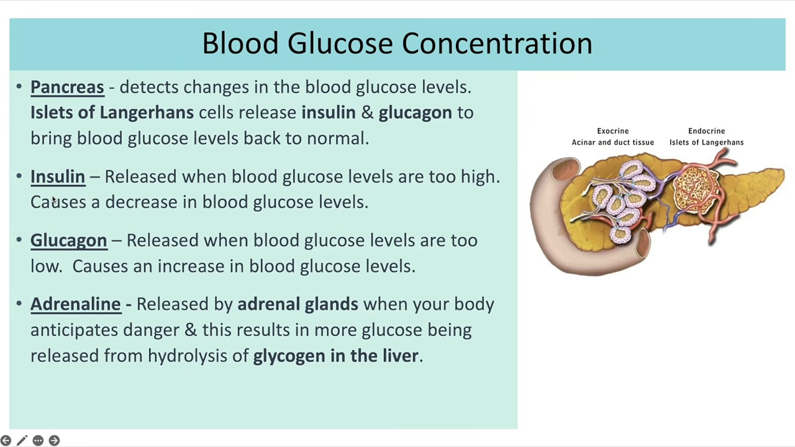Insulin is the hormone that's released when blood glucose levels are too high, and it will cause a decrease in the blood glucose levels. Glucagon is released when the glucose levels are too low. I always say think of glucagon is released when the glucose is gone, and that will cause an increase in the blood glucose levels. Adrenaline isn't actually linked to homeostasis, but it is a hormone that will cause an increase in blood glucose levels, and it's released when you are anticipating danger, but it has the same effect as glucagon.